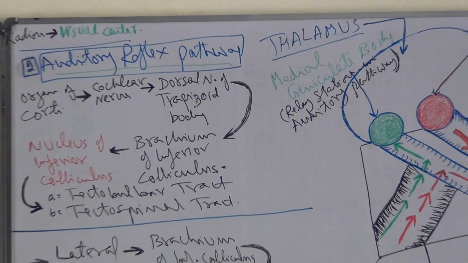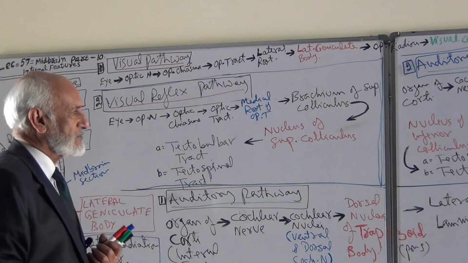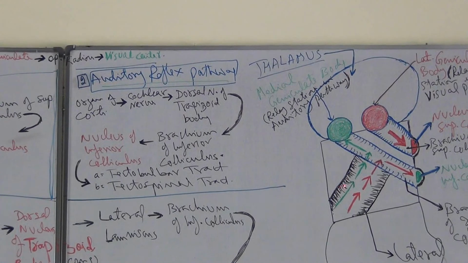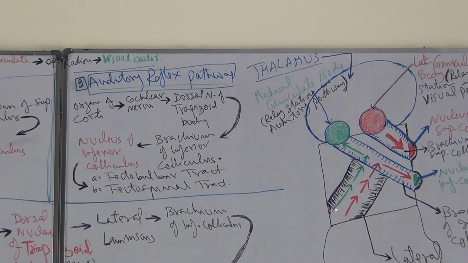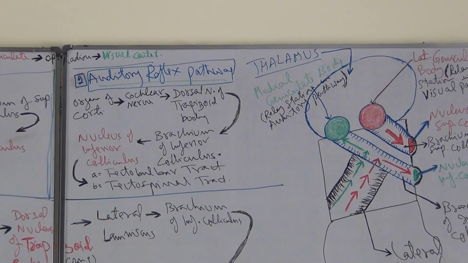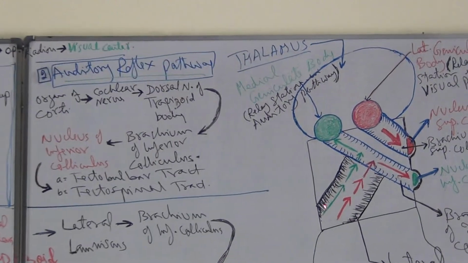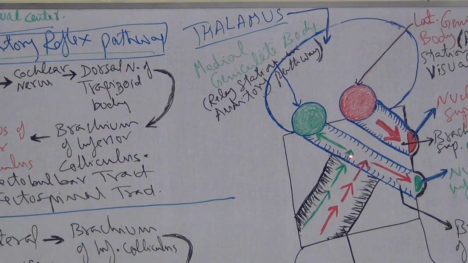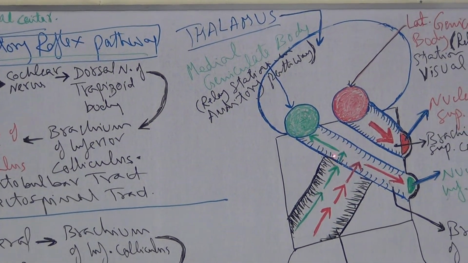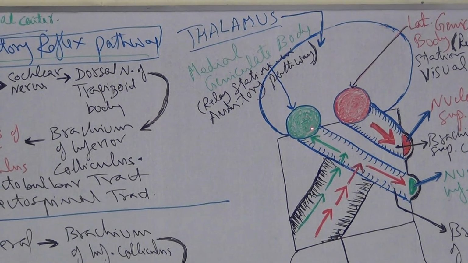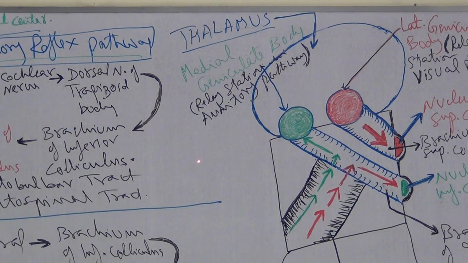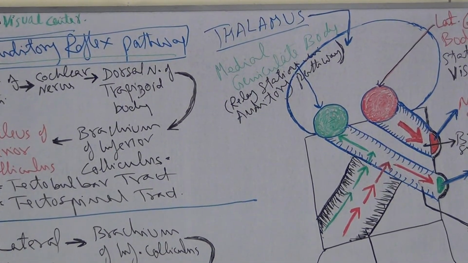Now come to the auditory pathway and auditory reflex pathway. Here you can see the lateral lemniscus comprises two types of fibers. Some of the fibers are for the auditory pathway and the other fibers belong to the auditory reflex pathway. So the fibers of the auditory pathway run through the lateral lemniscus, enter the brachium of inferior colliculus, and these fibers then approach the medial geniculate body, which is the relay station for hearing, and from here the auditory radiation arises, which terminates in the auditory center of the temporal lobe.